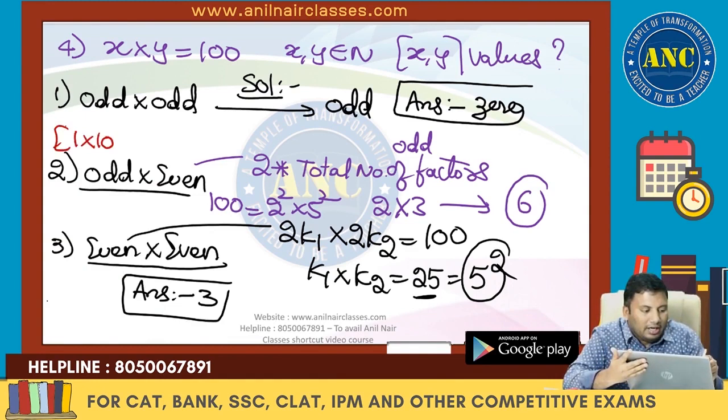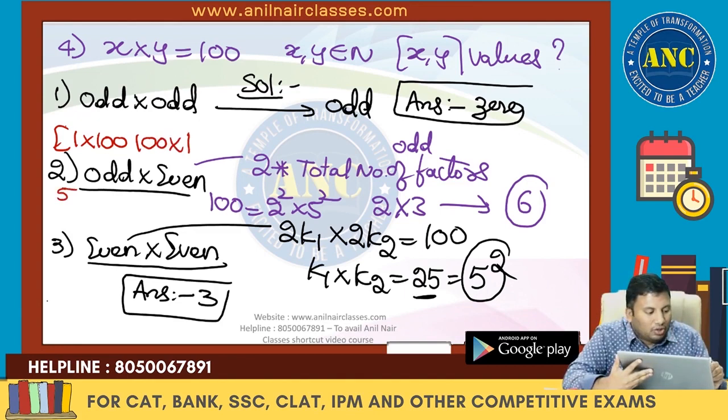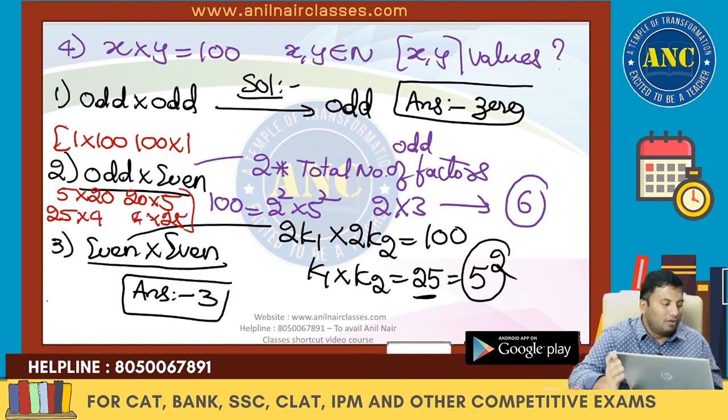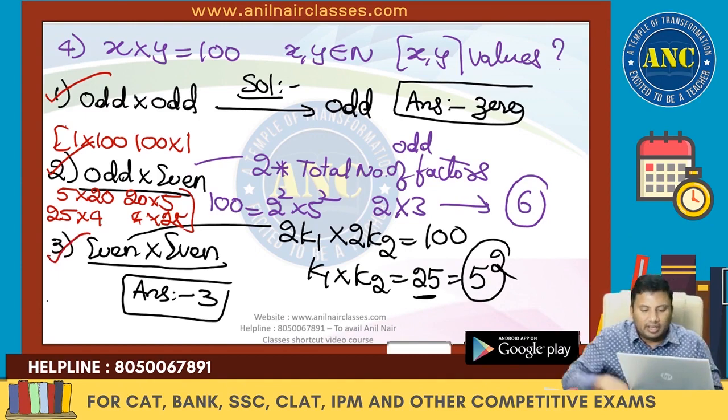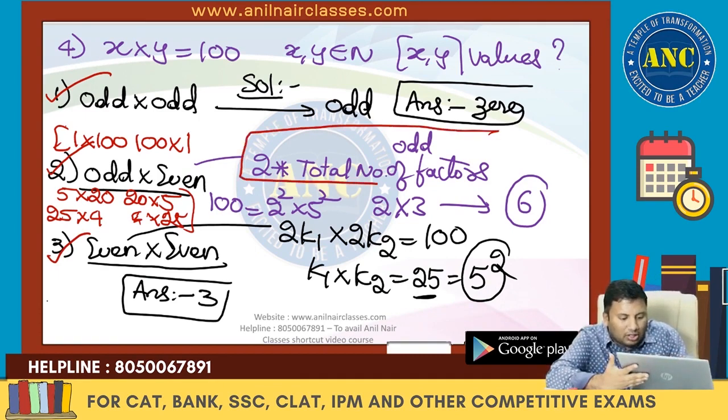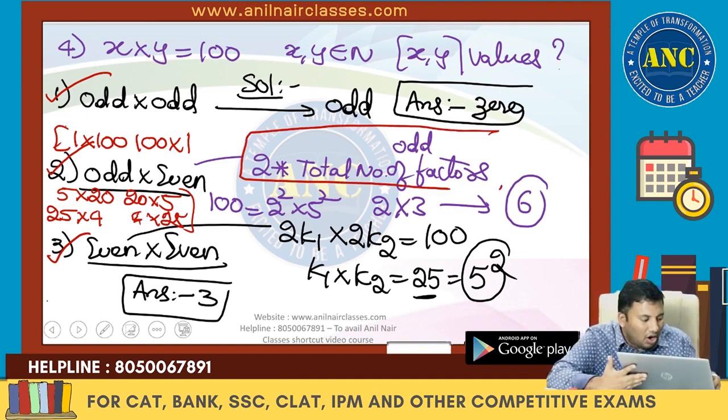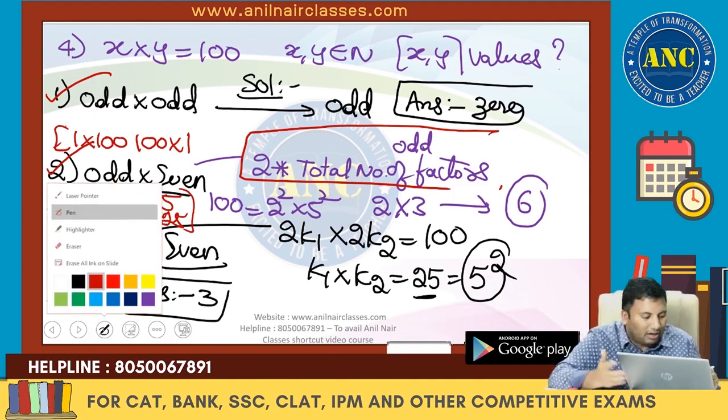1 into 100, 100 into 1. Next case, 5 into 20, 20 into 5. Next case, 25 into 4 and 4 into 25. Odd into odd, case is over. Odd into even, case is over. Even into even, case is over. Odd into even is nothing but 2 times the total number of odd factors.